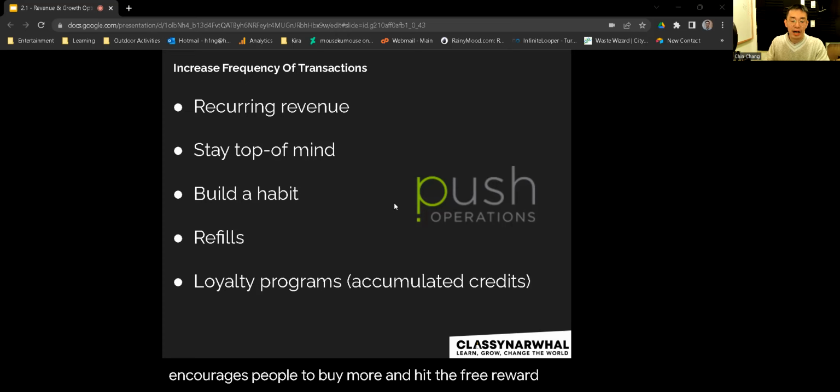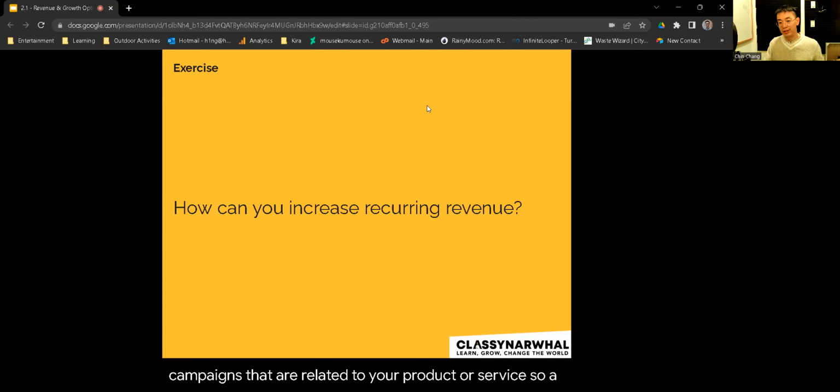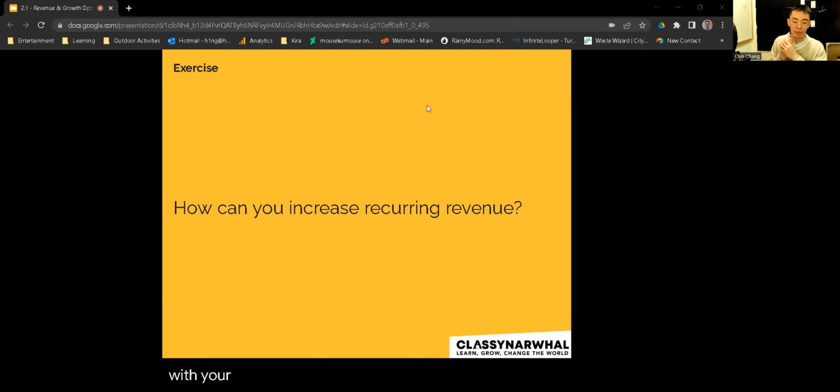So yeah, consider how you can build some of these different elements into either your product or service directly, or into campaigns that are related to your product or service. A quick exercise here: take a pause, brainstorm with your team. How can you increase recurring revenue in and around your business? Is it subscription based? Can you implement something like a membership program? Is there some sort of gamification or competition that you can put into play? Can you build things up like loyalty perks or credits?